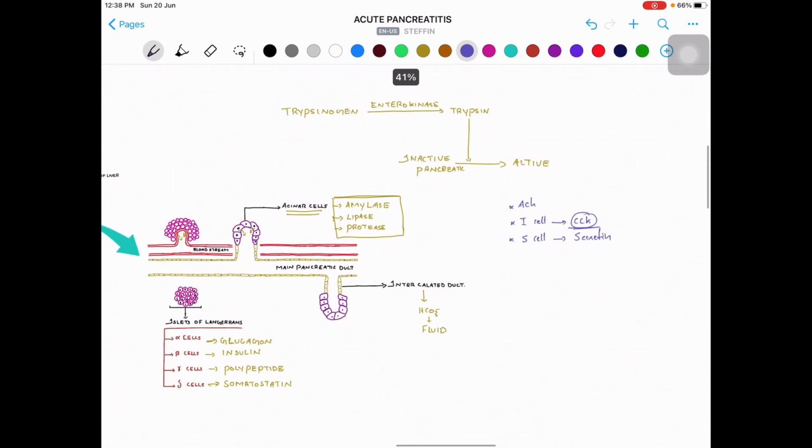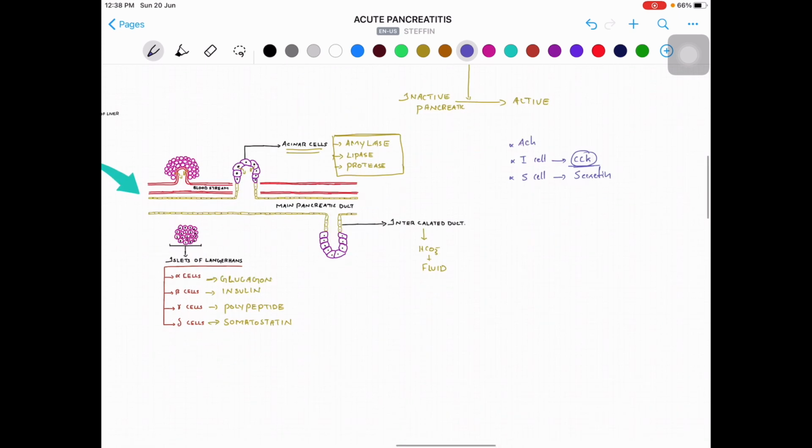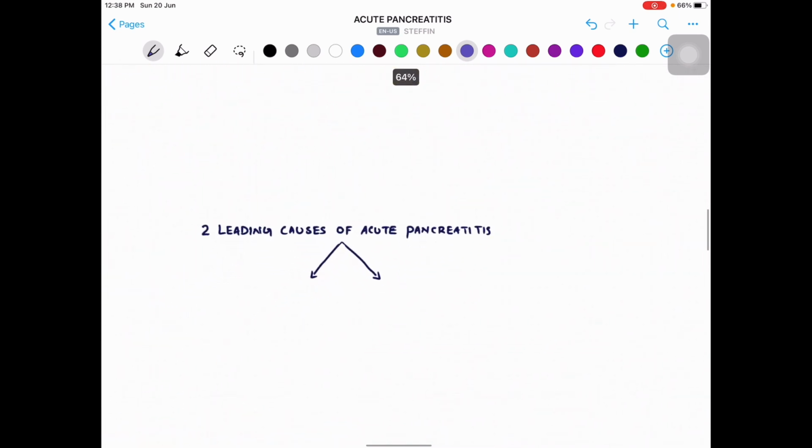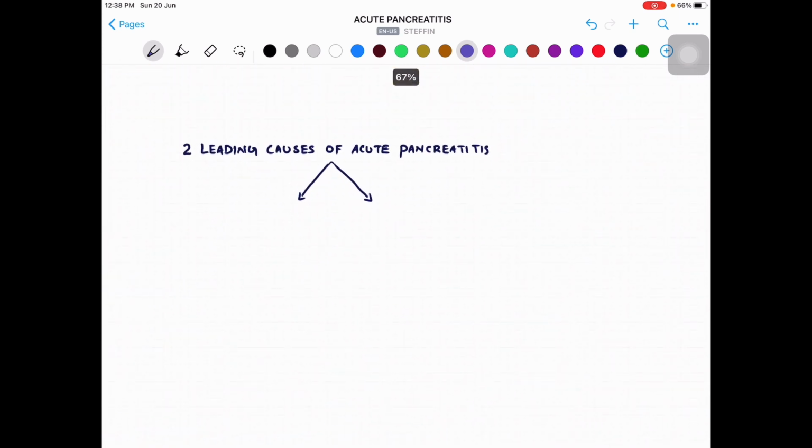But in case trypsinogen is activated early, before reaching the duodenum, it can cause acute pancreatitis. This might happen as a result of injury to acinar cells or impaired secretion of proenzymes. The two leading causes of acute pancreatitis are alcohol and gallstone.